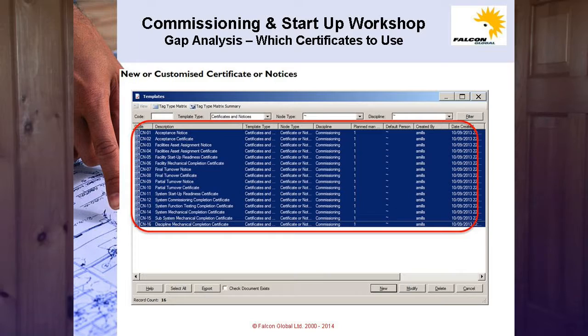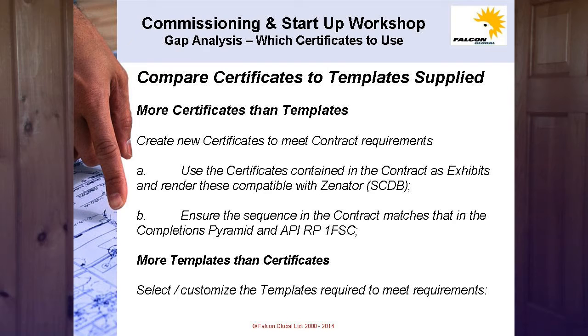Model the contract requirements in Zenator and decide which certificate templates to use. Gap analysis. Which certificates to use? Look at the list of certificates and notices supplied with Zenator. Customize these to match the requirements of your project and the contract. Compare the certificates to the templates supplied.